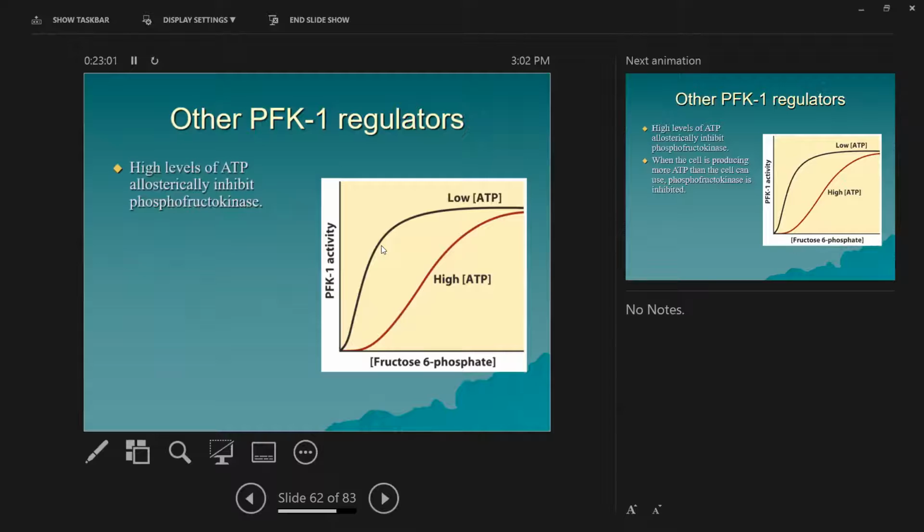And this comes from your book. Notice that high levels of ATP, even though it's a substrate, allosterically inhibit phosphofructokinase. So here is the activity of the enzyme with low ATP. Here's the activity of the enzyme with high ATP. I see a difference, do you? This activity is lower. Does the activity go up as you increase the other substrate? Yes, but high ATP allosterically inhibits the enzyme. So if the cell is producing more ATP than it can use, that slows down glycolysis.